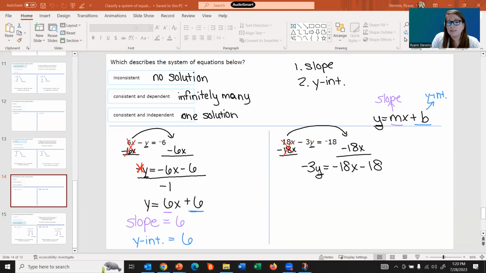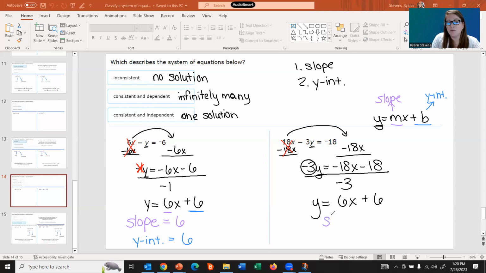We want to still get y by itself, so we're going to divide everything by this number that's with y, which is a -3. Because if we knew what y was, we would multiply -3 times y. So we're going to divide everything by -3, which will give us y by itself. And then -18 divided by -3. The signs, we've got negative signs for both. And so that is going to result in a positive answer. And 18 divided by 3 will give us 6x. And then -18 divided by -3 will give us a positive 6.